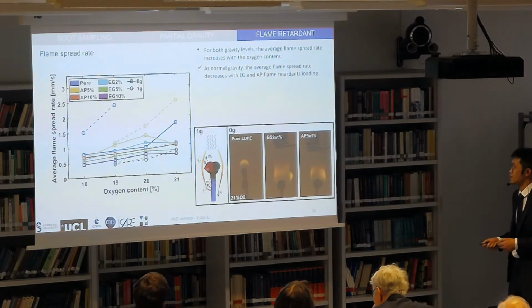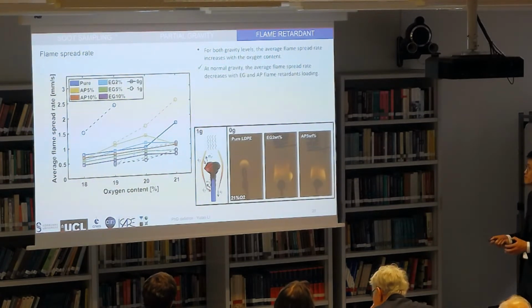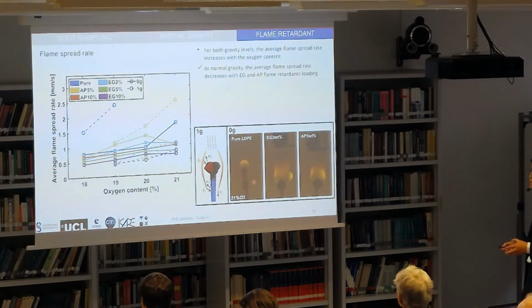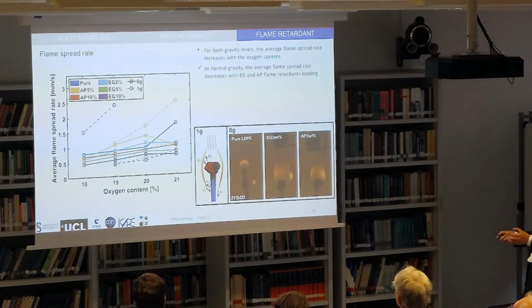About the situation in microgravity, with the backlighted image here of the pure polyethylene, we can observe it has the tendency to release twin droplets, which slows down the propagation because the melting fluid cools down the upstream of the flame, increasing the heat loss.